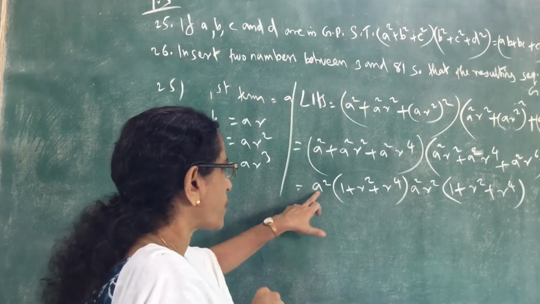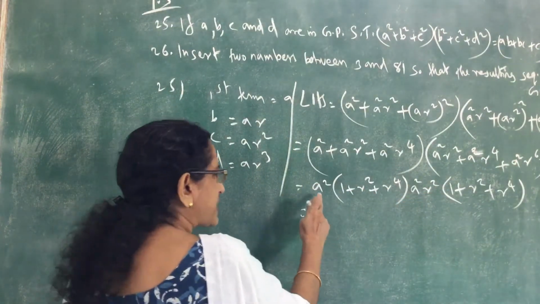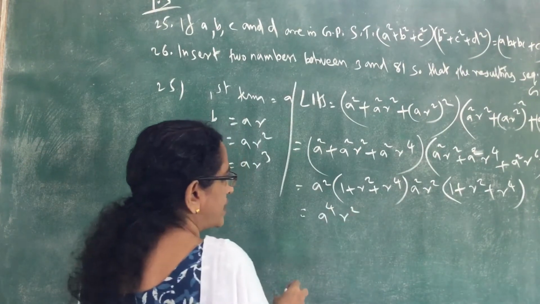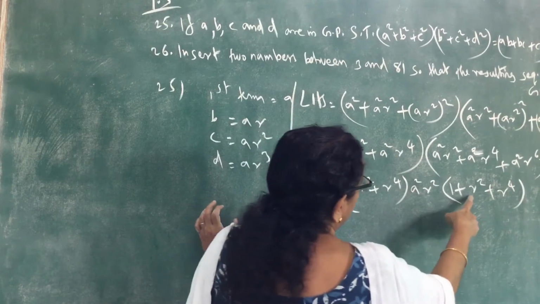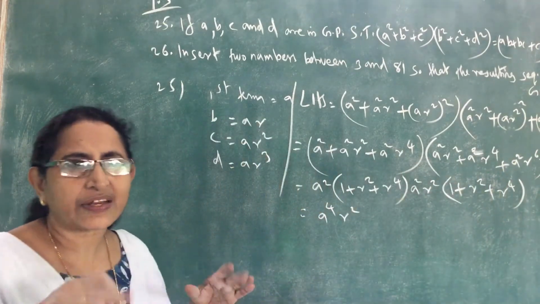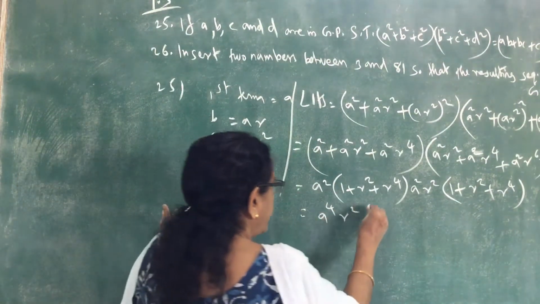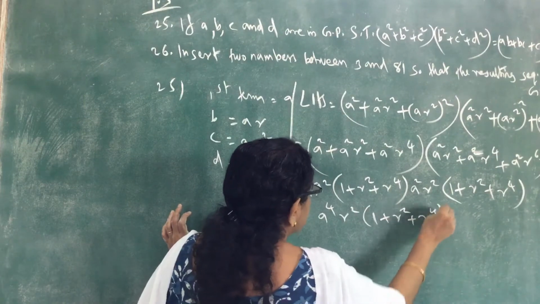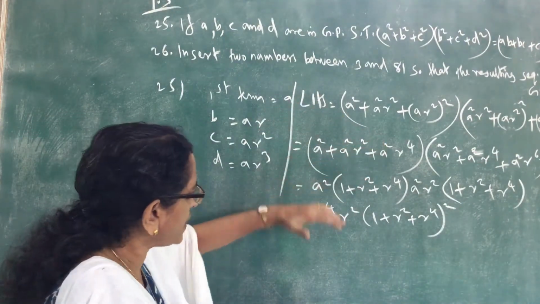Now A square into A square R square, that is outside the bracket, so we can multiply these two. So we get A raised to 4 into R square. Now 1 plus R square plus R raised to 4 into 1 plus R square plus R raised to 4, the same thing multiplied 2 times, so we can write whole square. Into 1 plus R square plus R raised to 4 whole square. So this is the LHS. So we got LHS. Now we can find RHS.